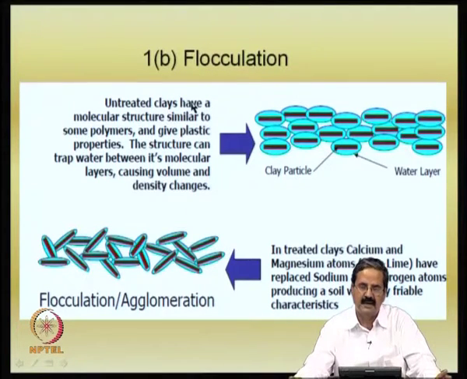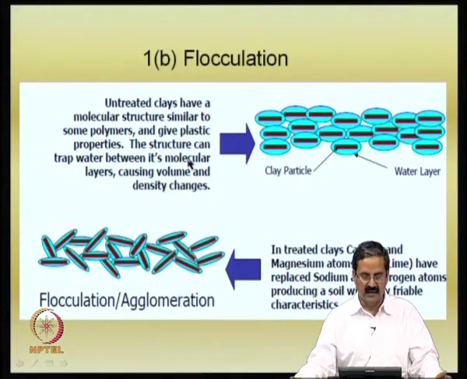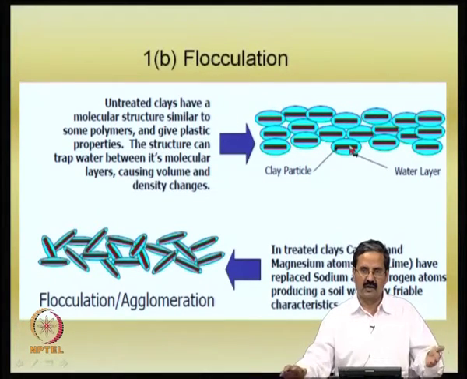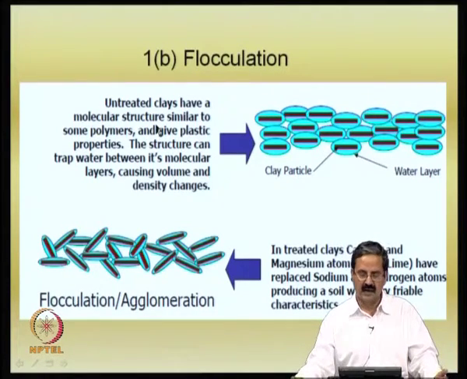The second mechanism is flocculated structure formation. Normally, in untreated clays, the clays have a matrix where the particles are all parallel. Say, for example, you take a montmorillonite, which has an orientation like this, where you have water in between the layers. There is a lot of swelling here in the vertical direction, and the structure traps water everywhere, and it causes big changes in the water content.